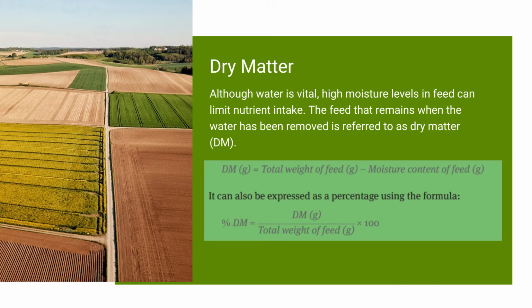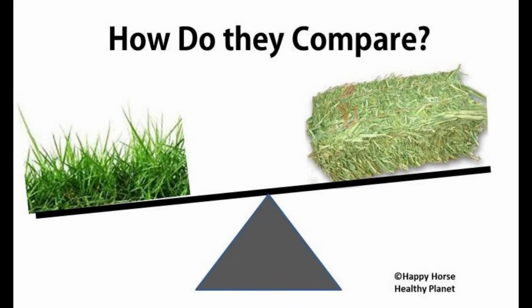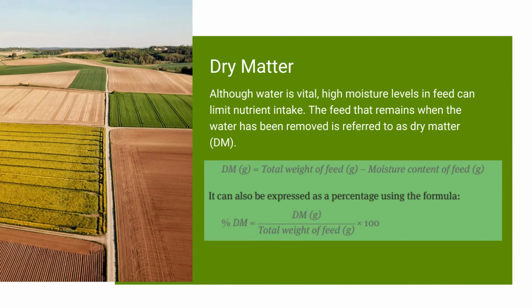So the feed that basically remains when the water has been removed is what we call the dry matter. Right? Now, the dry matter of the feed is conveniently divided into organic and inorganic, as I have mentioned before. Right? Although in a living organism, there is no sharp distinction.